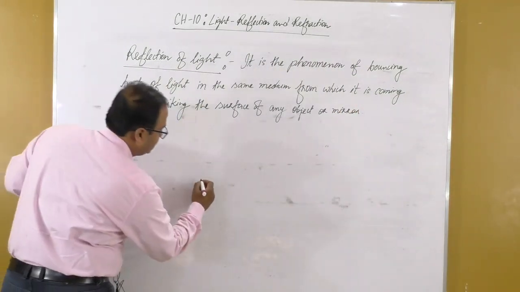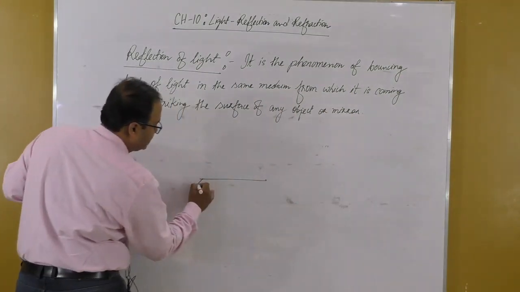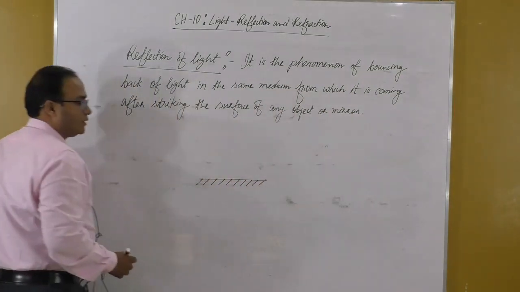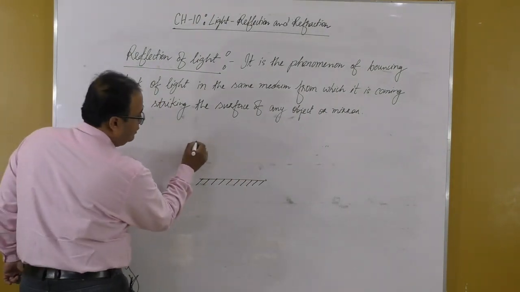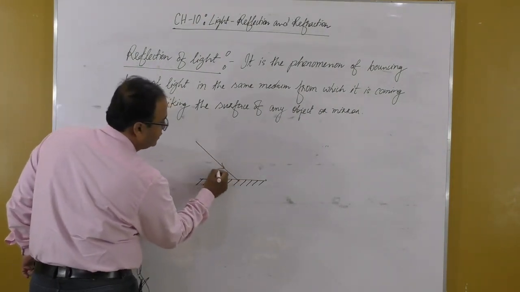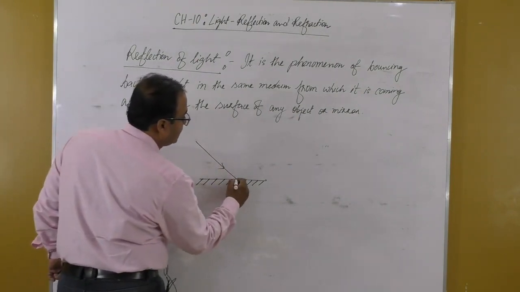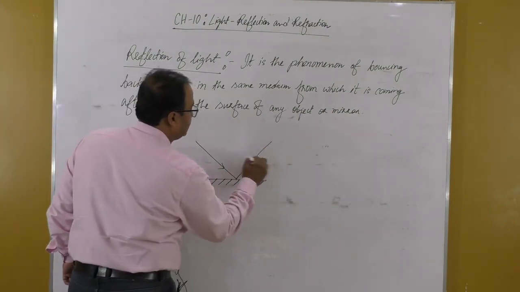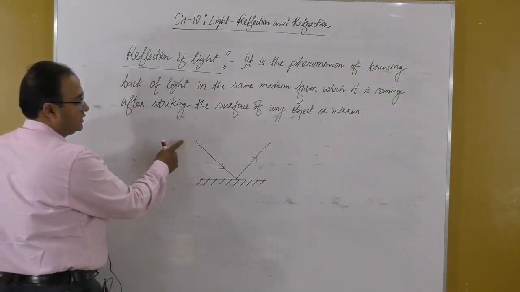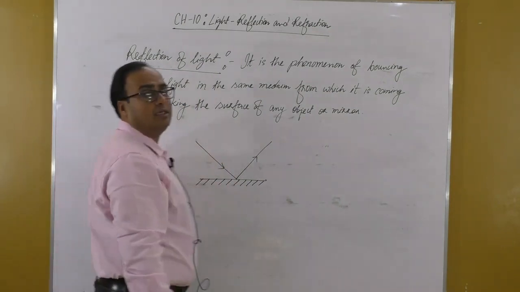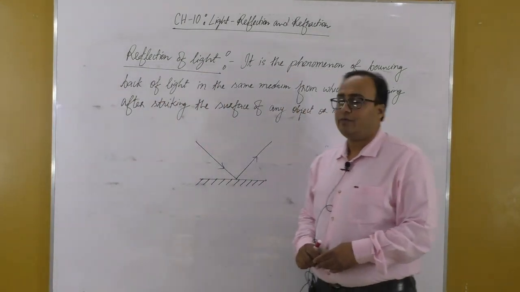Now we'll discuss the term reflection of light. If you look at here, you can easily understand what is reflection of light. This is a plane mirror. If I allow a ray of light to fall on the mirror, it bounces back into the same medium from which it was coming. It bounces back into the same medium, and this phenomenon is called reflection of light.